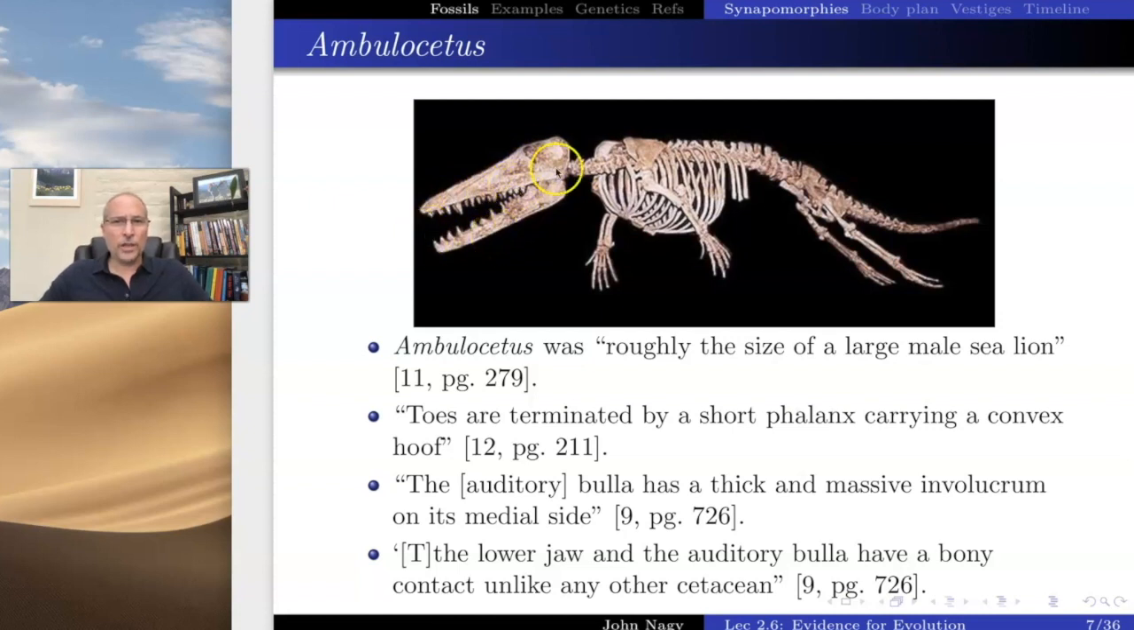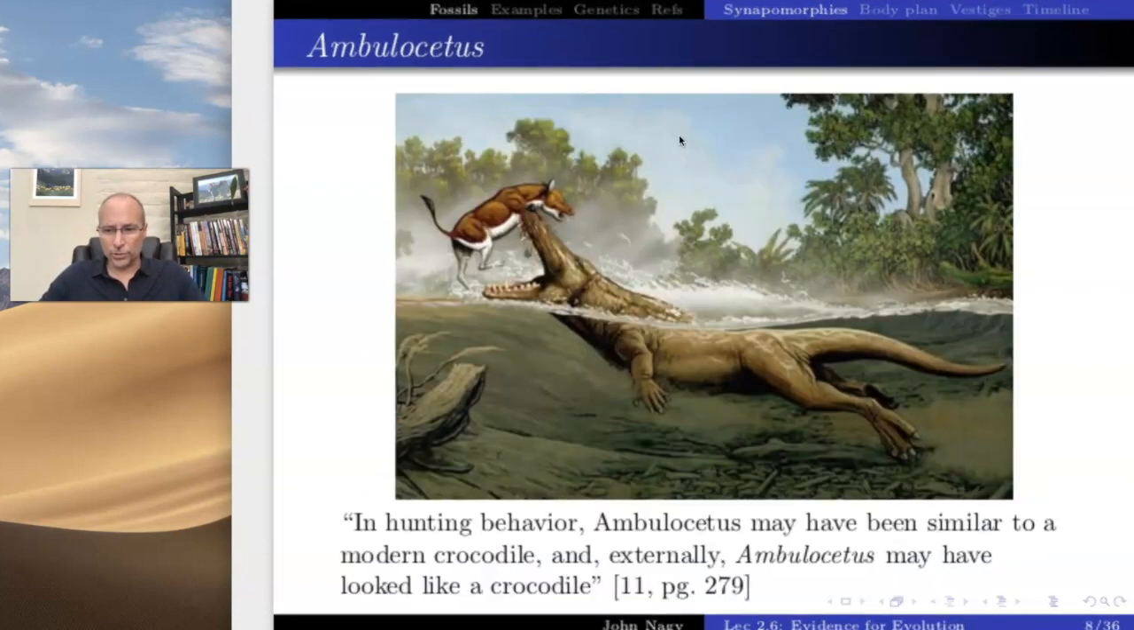But one of the interesting things is it's a little bit different than a whale. The way that auditory bulla connects to the skull is a little bit different. In particular, this one's fused. It's very tight to the skull. So this creature, even though it has the ear bones of a whale and has other characteristics of whales, has some differences as well. But what's interesting, too, is that it's got hooves on the end of its fingers and toes. Very interesting sort of thing.